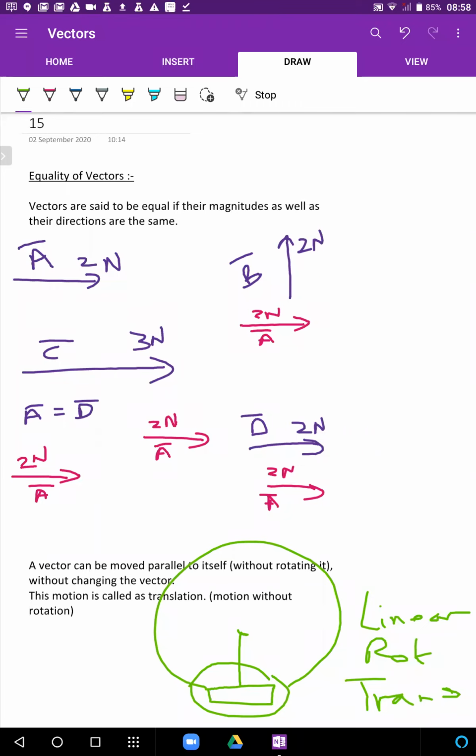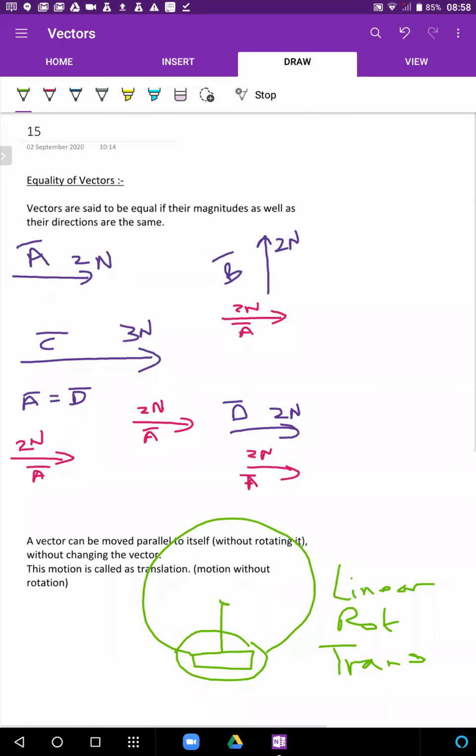Majority are saying translation. Some are saying rotation. One said linear. So please understand, linear means straight line. This is definitely not motion along a straight line. So linear is out of the window. Yeah, very nice, Neha. Say linear is out of the window because this is not motion along a straight line.